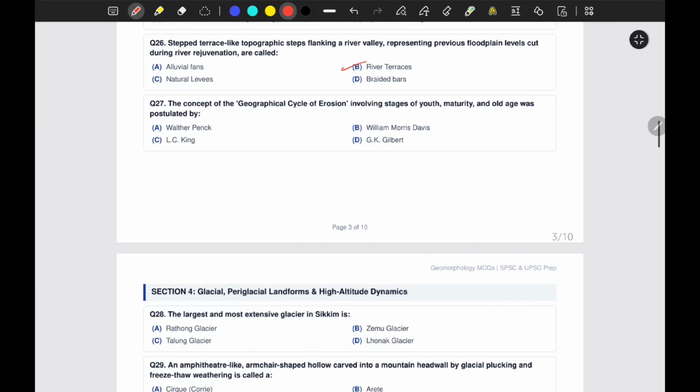Question number 27. The concept of the geographical cycle of erosion, involving stages of youth, maturity, and old stage, was postulated by Walter Penck, Elsie King, William Morris Davis, or G.K. Gilbert? The correct answer is option B. He is also known as W.M. Davis. This geographical cycle of erosion, involving the stages of youth, maturity, and old age of a river, is also known as the fluvial cycle of erosion.